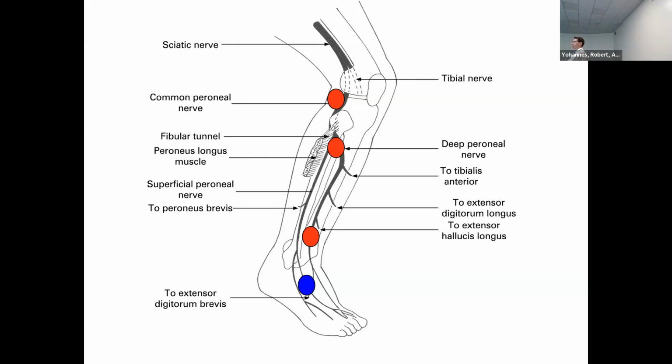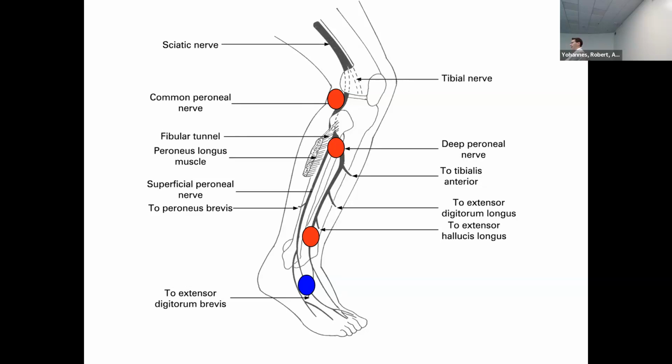So what we do in the lab is put an electrode on a muscle innervated by the peroneal nerve. In this case, it's the extensor digitorum brevis, mainly the L5 root.